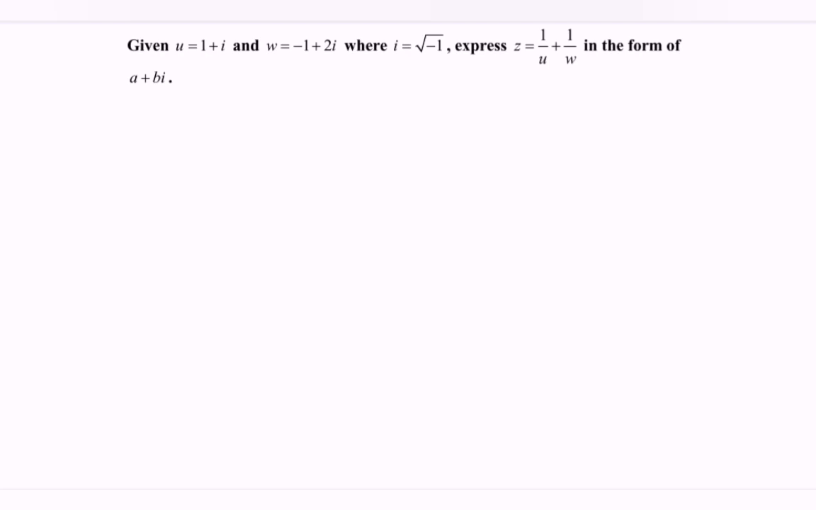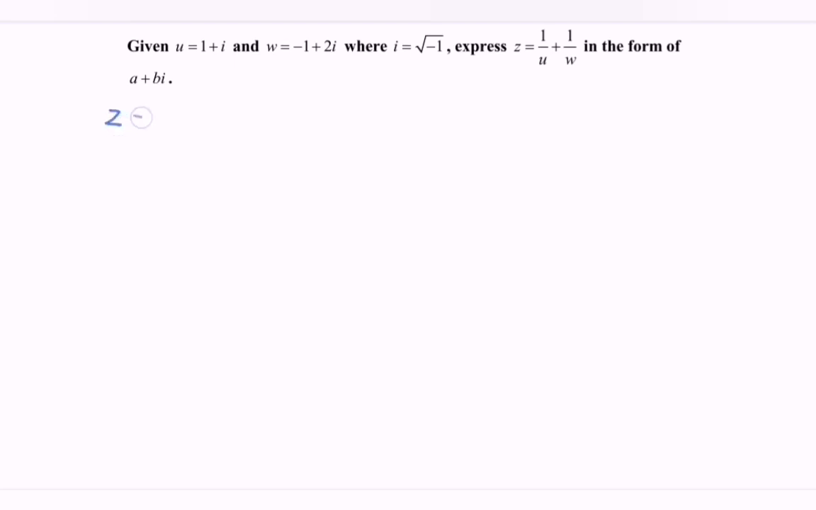Hello everyone, in this video I'm going to discuss the example for complex number. Given u as a complex number 1 plus i, and w is equal to negative 1 plus 2i, where i is equal to the square root of negative 1. Express z is equal to 1 over u plus 1 over w in the form of a plus bi.